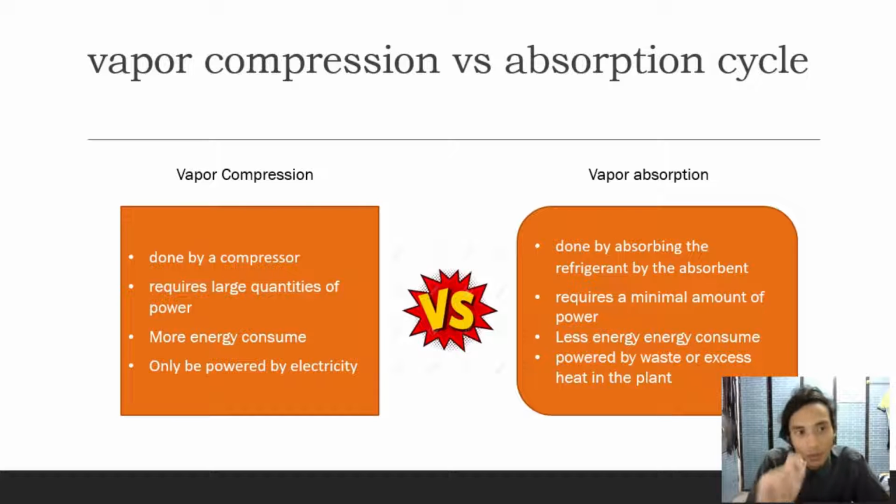So next, we talk about the quantities of power. In the vapor compression cycle, it requires a large quantity of power for its operation, and it increases as the size of the refrigeration system increases. And for the vapor absorption refrigeration system, the pump requires a minimal amount of power, and it remains almost the same even for higher refrigeration capacities.